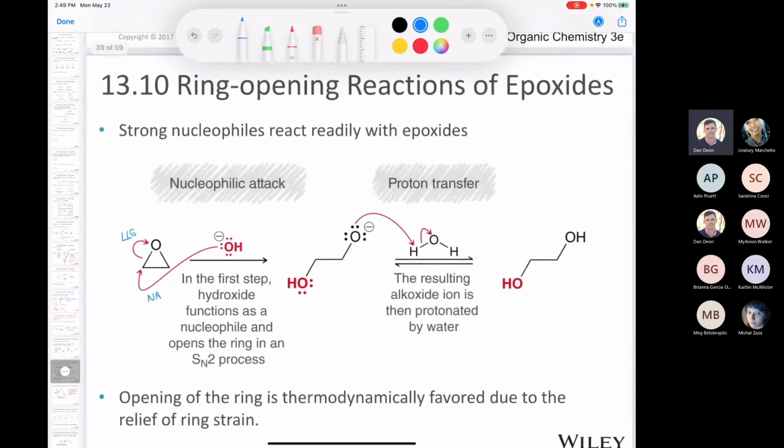So then what happens in the second step is that you treat it with water or mild acid, and that does a proton transfer. In this case, you end up forming a diol. So you end up with ethylene glycol in this case. Anyhow, if you look at the bottom, it says opening of the ring is thermodynamically favored. Why? Because the whole thing is so strained to begin with. It's ready to crack open. Like I said, like a jack-in-the-box, it's just ready to pop open.